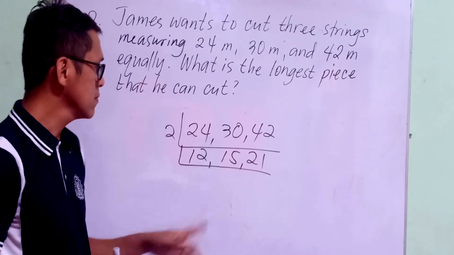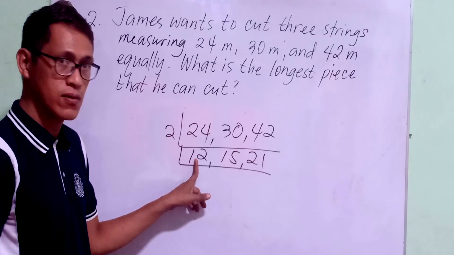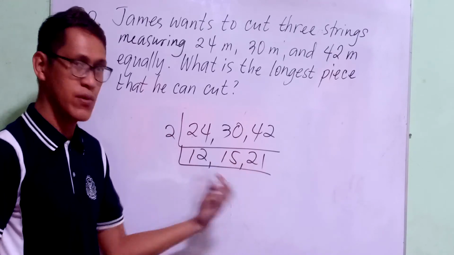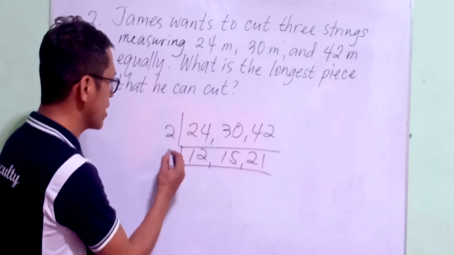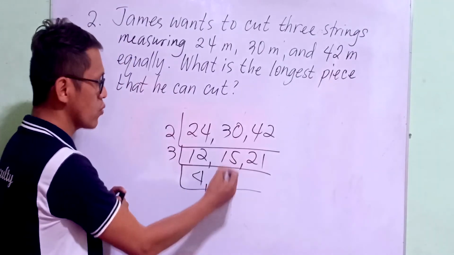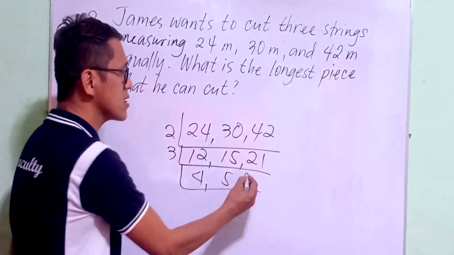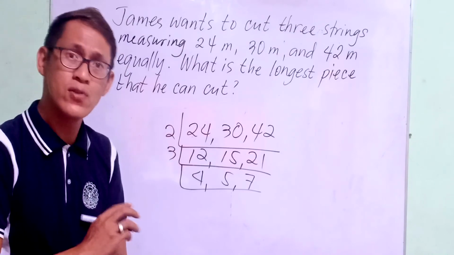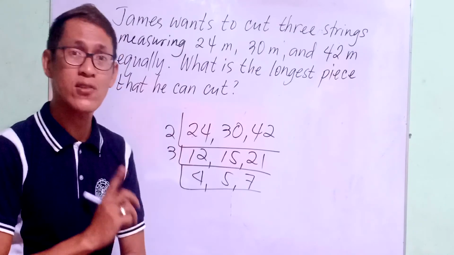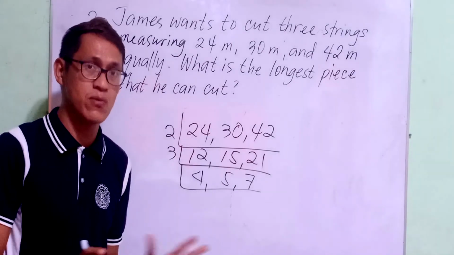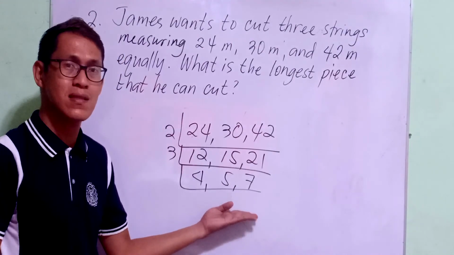Let's try 3. I can divide these by 3. The sum of the digits here is 3, here the sum is 6, and here 3. So they are divisible by 3. So we can divide them by 3. Divide this by 3, you get 4. This one, 5. Divide by 3, you get 7. What about 4, 5, and 7? If you notice, their only common factor is 1, meaning you can only divide them by 1, leaving 0 remainder. So we will stop here.